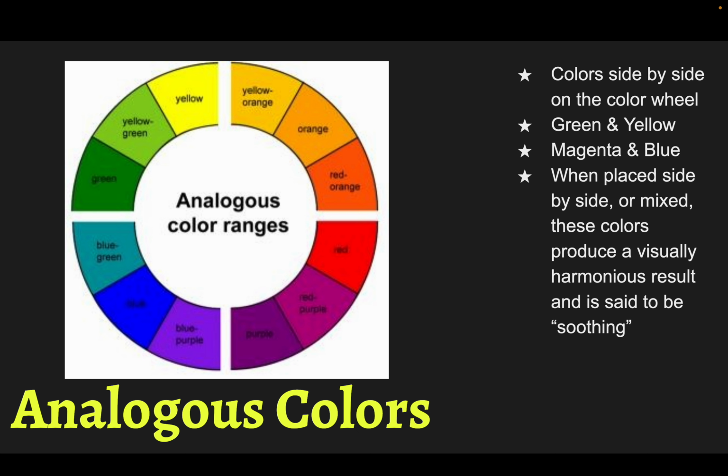Analogous colors. I love analogous colors. They're so pretty together. Basically, it's colors side by side on the color wheel. So from green to yellow, yellow to red orange, red to purple, blue green to blue purple. Sorry, this image is not that great, so you can see the quality kind of fading out here in the text. And sorry about that.